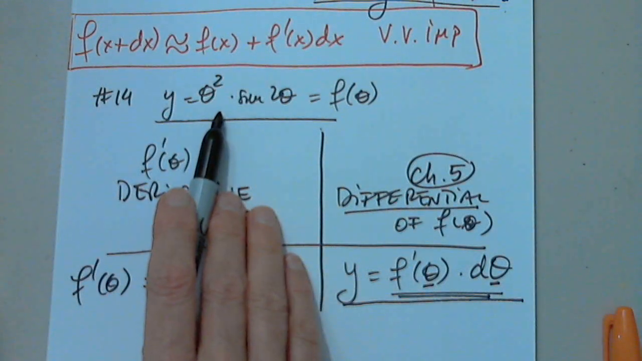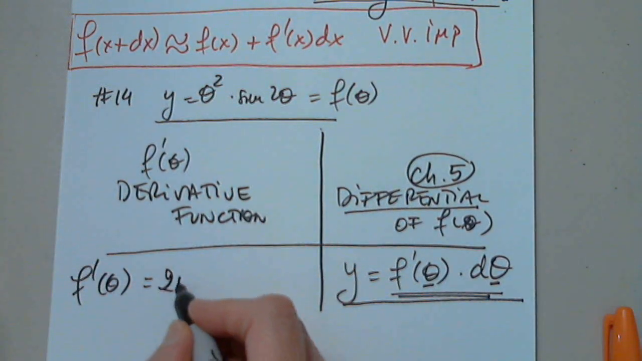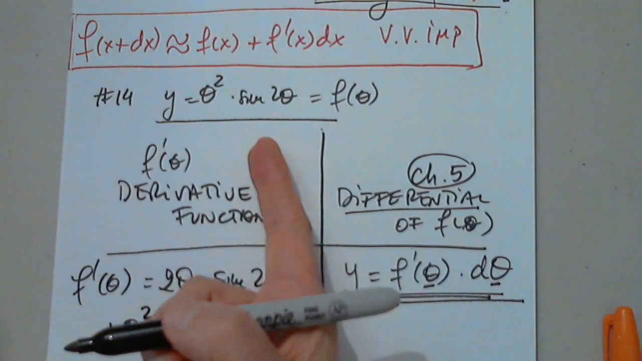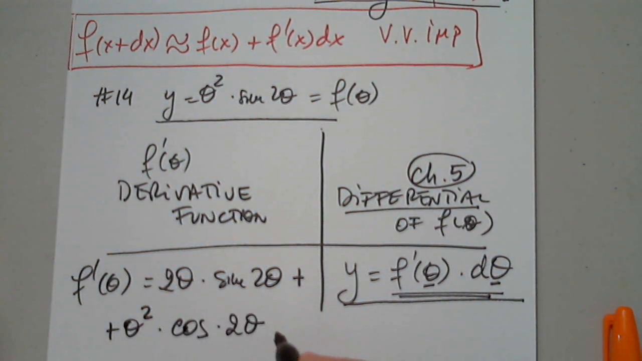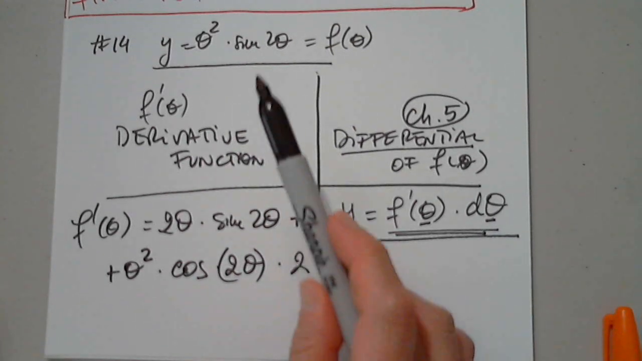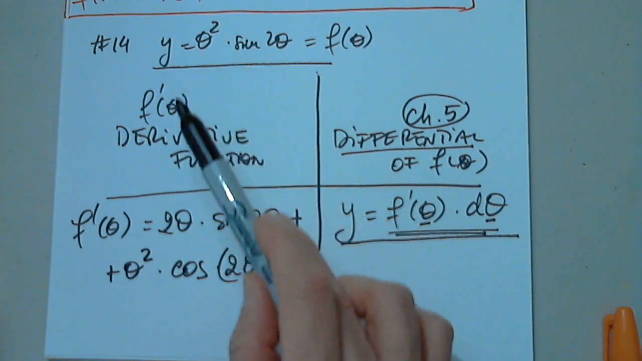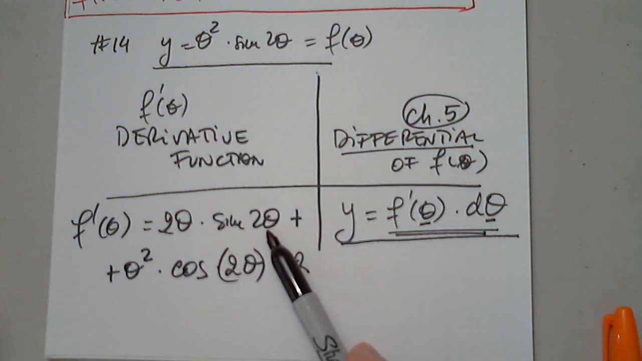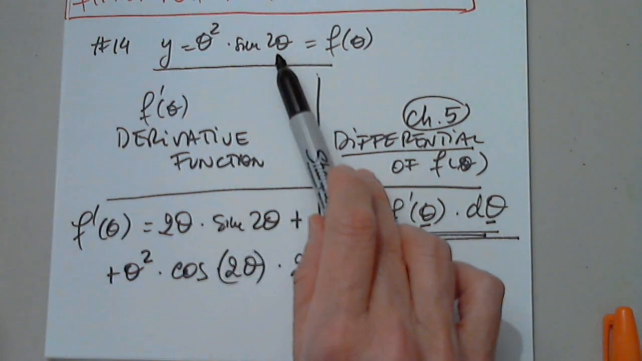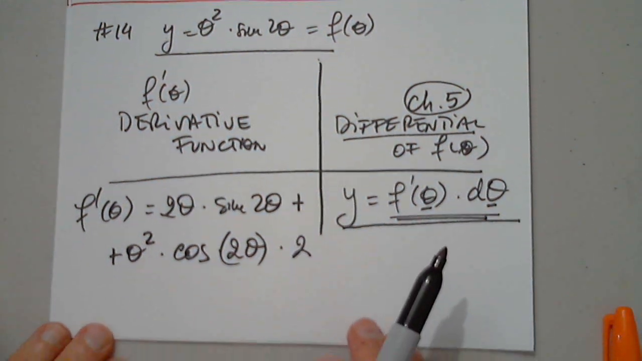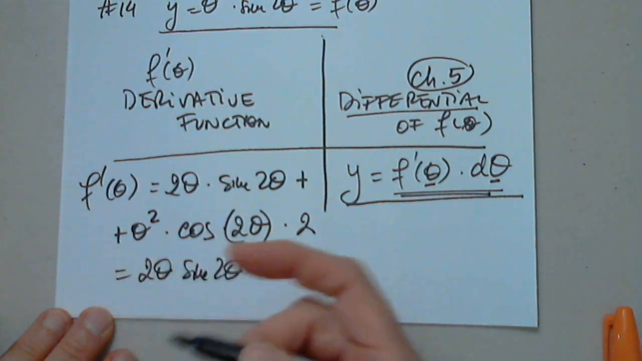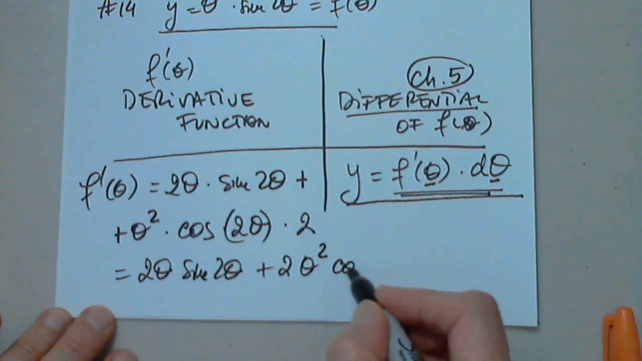When I find a derivative, yes, I have to use the product rule. 2 theta times sine 2 theta plus theta squared times cosine 2 theta times 2. One more time. Theta squared prime is 2 theta times sine 2 theta. And then theta squared plus the derivative of sine, which is cosine, times the derivative of the inner function, which is 2. So then I will rewrite it as 2 theta sine 2 theta, put the 2 in front, plus 2 theta squared cosine 2 theta.